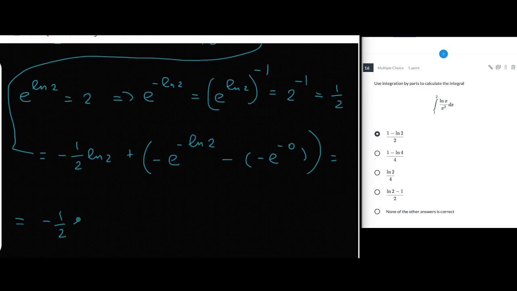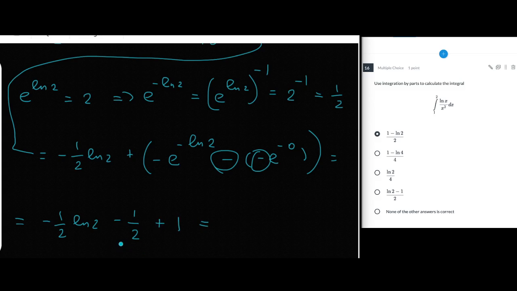Negative 1/2 ln of 2. Then I have negative e to the power negative ln of 2. This is negative 1/2 as we just calculated. And then the two negatives here and here cancel out. And so we get plus e to the power 0, negative 0 and positive 0 is the same thing, and e to the power 0 is 1, so we end up with 1.